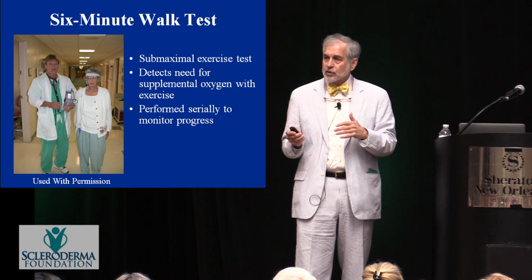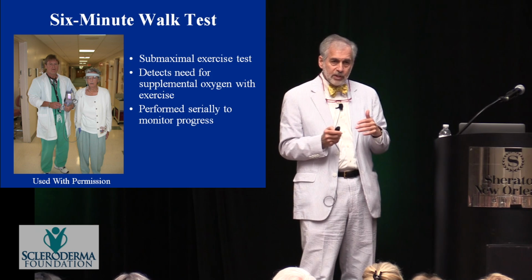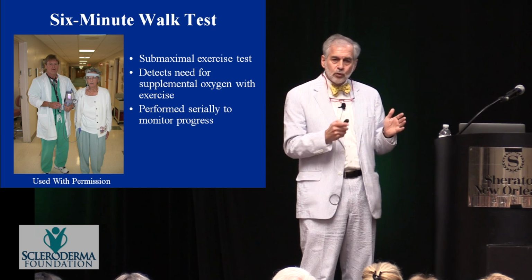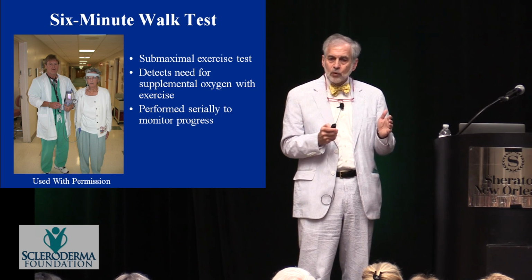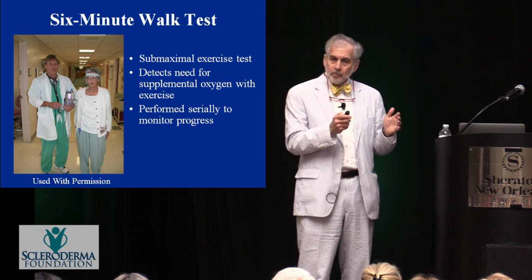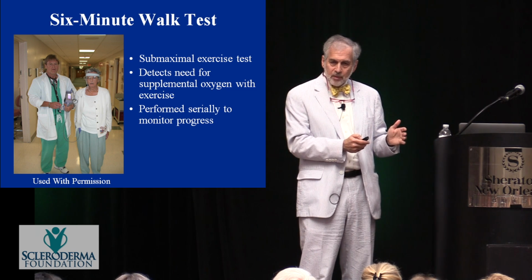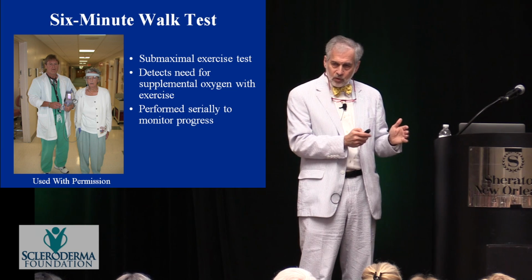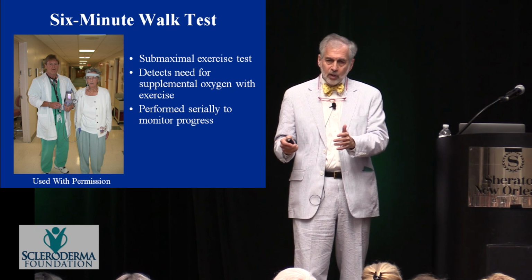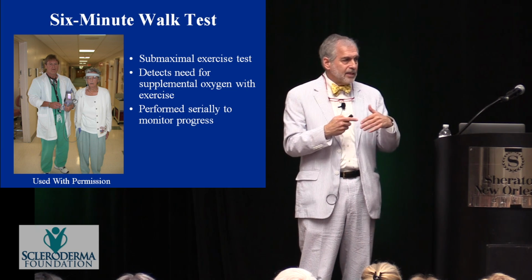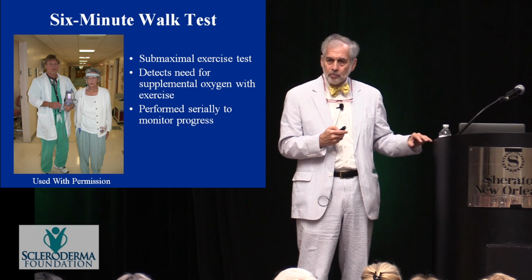And with some of the drugs that have been developed for pulmonary hypertension, this is one of the tools that has been used to see if those drugs actually work. So people would have their 6-minute walk test before the drug study started, and while they were on the drug, and the difference in those two measurements would be compared.